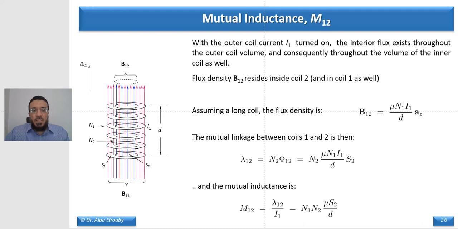Now we would like to calculate the total linkage to coil 2. So we multiply by N2 the value of phi 12. Phi 12 equals the field B12 multiplied by the area S2. So this is the total linkage of the field generated by current I1 at the area of coil 2. So the mutual inductance equals the total linkage divided by current, which equals N1 N2 mu S2 divided by D.